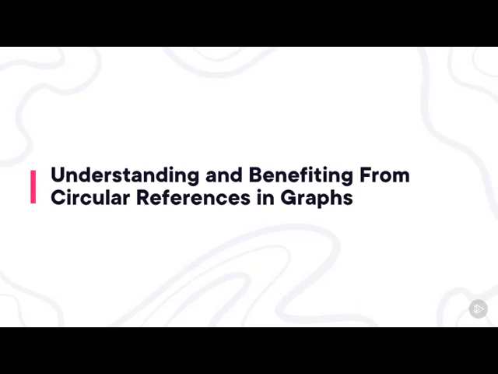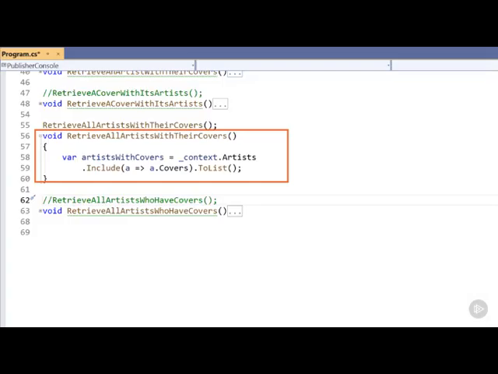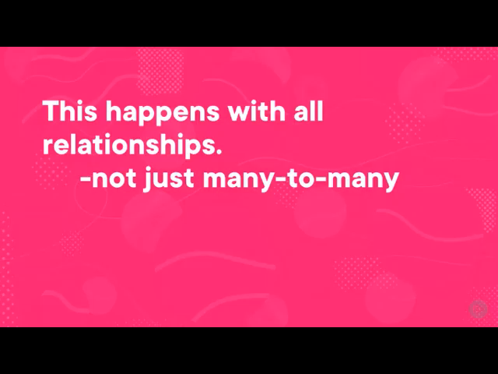Now that you've worked with some one-to-many and many-to-many graphs, there's an important attribute of these graphs that you need to be familiar with, and that's recursive or circular references with the many-to-many queries that we've just been performing. I'm going to go back to one of these queries, retrieve all artists with their covers, to show you something else interesting. But understand that this is not specific to a many-to-many relationship. This also occurred with the one-to-many queries, but I wasn't ready to blow your mind quite yet.